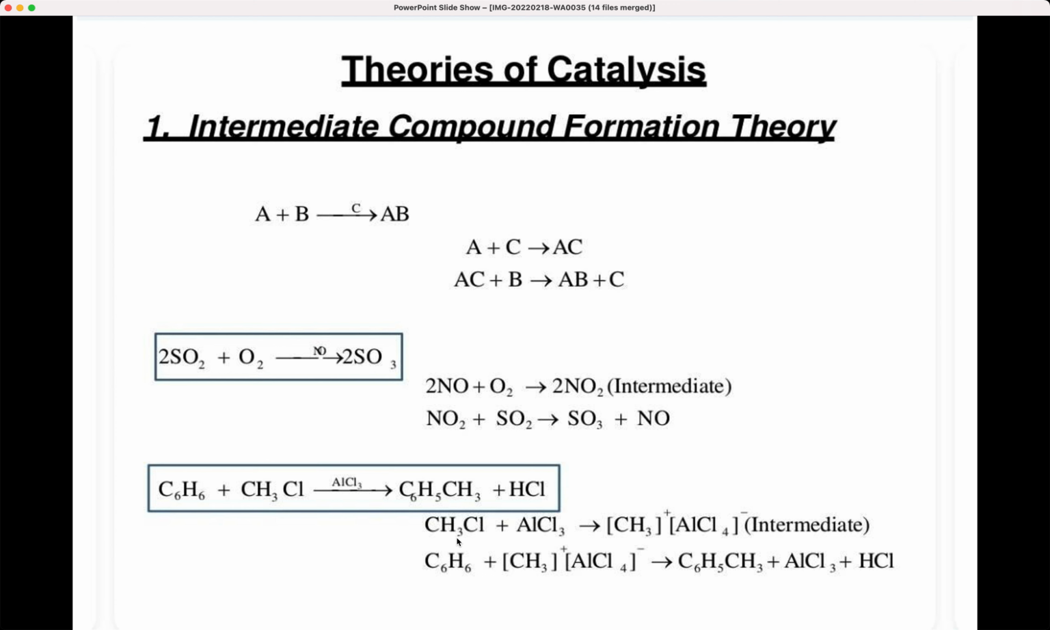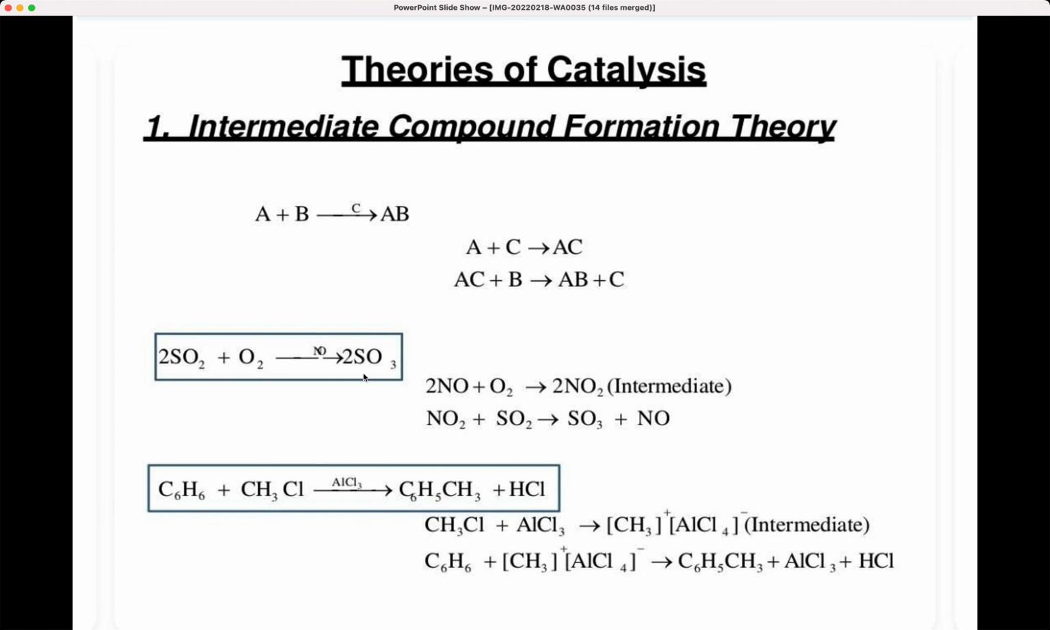And here the intermediate is CH3Cl plus AlCl3 giving CH3AlCl4. Then that intermediate reacts with C6H6 and then finally you get this product. So I hope you understood. You just follow this principle. A plus B gives AB.